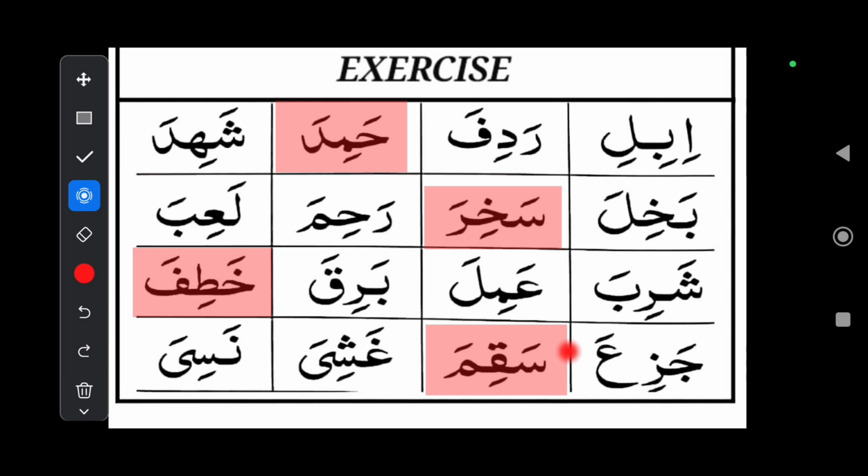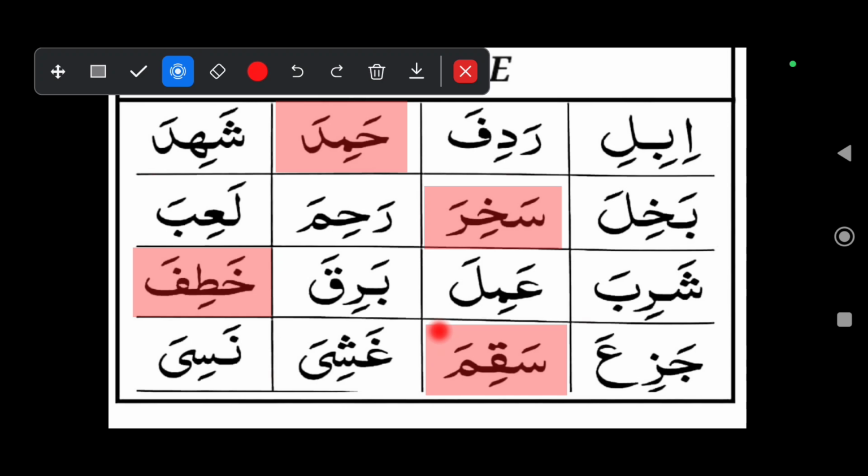Sin zabar sa. Qaf zair qi. No, it is not kaf, it is qaf. Qaf zair qi, saqi. Mim zabar ma. Saqima. Yes, good. Next.